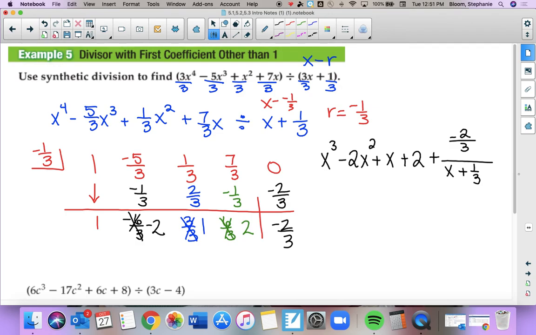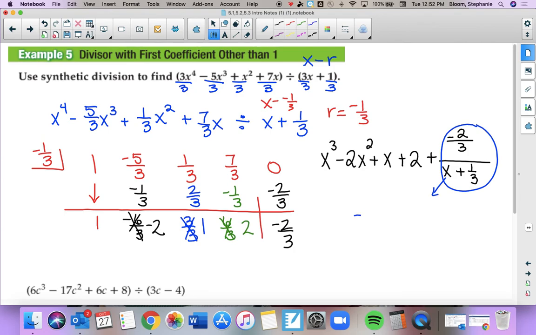Yes, I have basically a fraction in a fraction. Can't happen. Just like negative exponents can't happen. So we're going to simplify this, okay? How do you simplify? What's the rule when you have a fraction inside of a fraction? Keep, change, flip. So you're going to keep the top. So the top is just negative 2/3. Change division to multiplication.